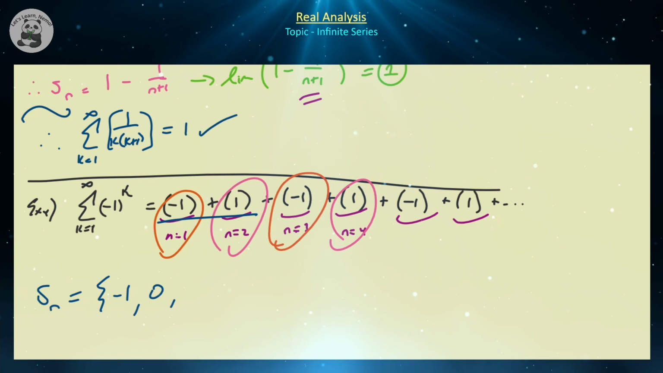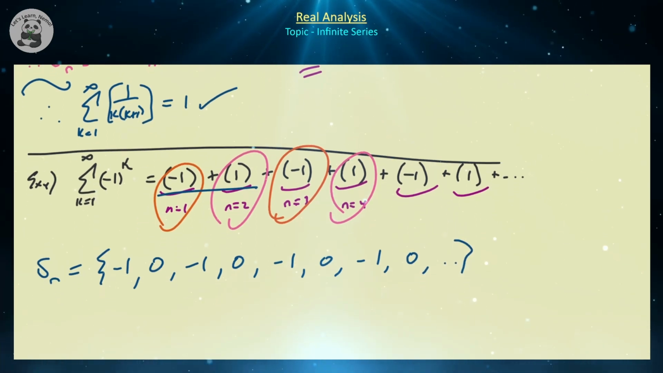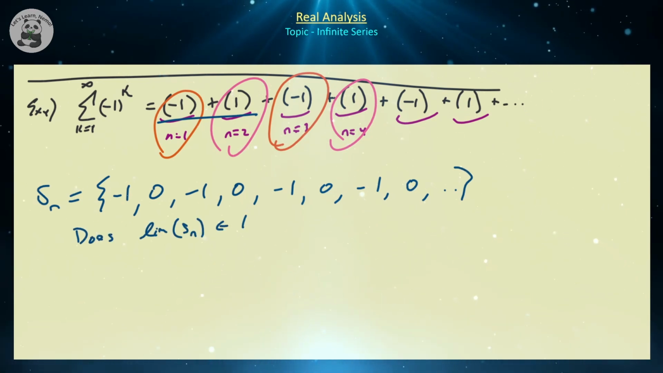And then the next term, when we add negative 1 to 0, we're going to have minus 1. And then we're going to have 0, then minus 1, then 0, then minus 1, and then 0, and it's going to alternate. So our goal is, does the limit of Sn belong to R? If so, the limit is equal to the value of this infinite series.